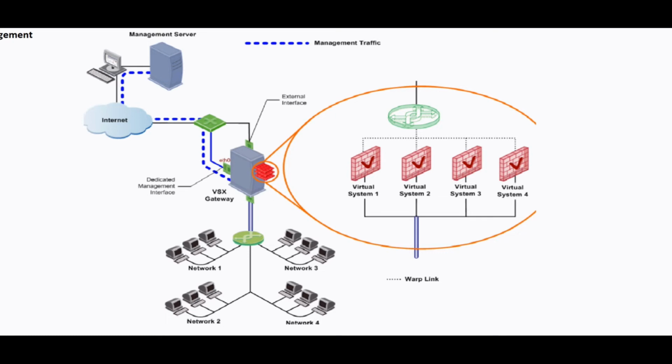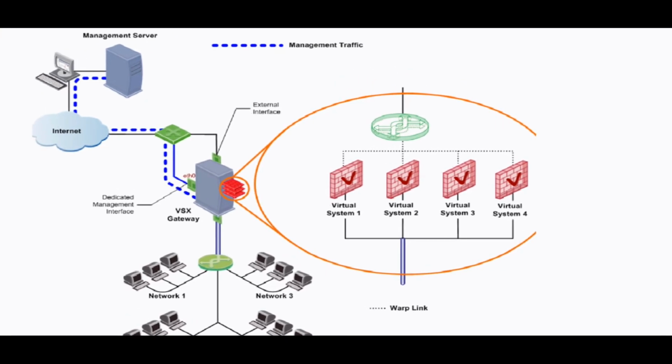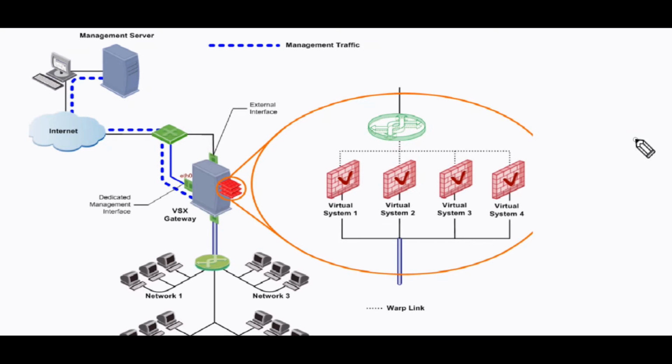VSX processes traffic according to three rules. So we are going to see three important rules now, how VSX processes the traffic. Number one rule, context determination. This is the number one rule, or you can say the way that helps with the traffic management.